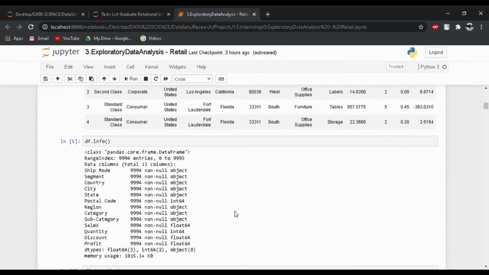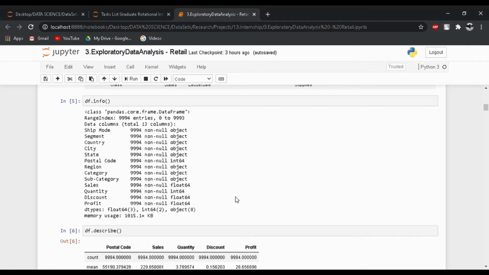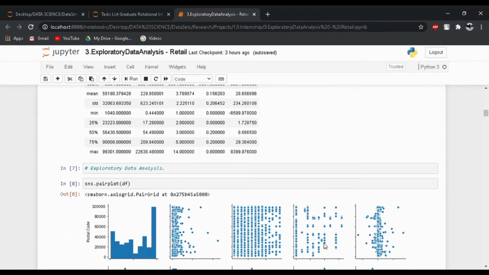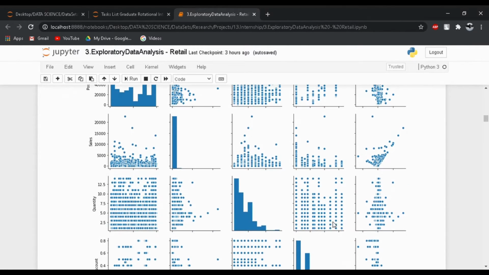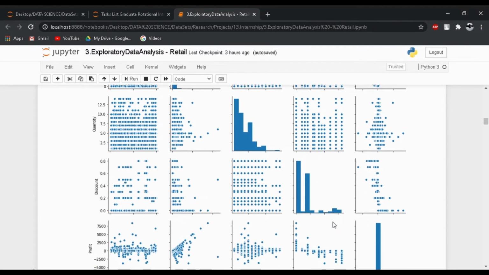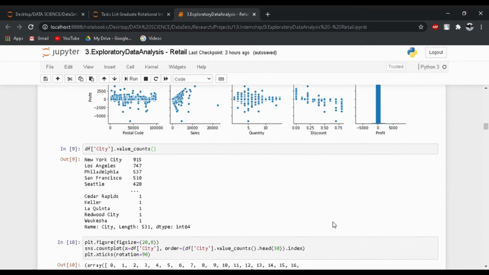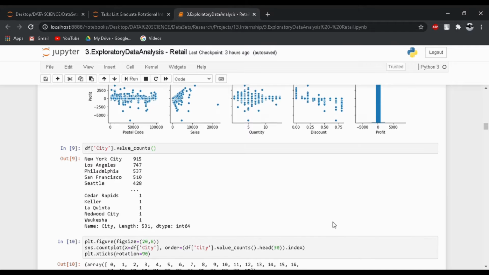Using df.info, I can say that there are no null values in my dataset, and I can further go and visualize my dataset. I've used a pair plot, and this is how my pair plot looks. The next thing I've done is I've used value_counts. What value_counts does is that it shows us the most frequently occurring element in that particular column.